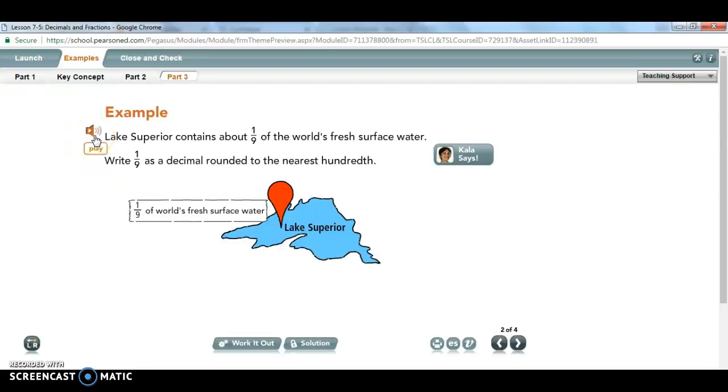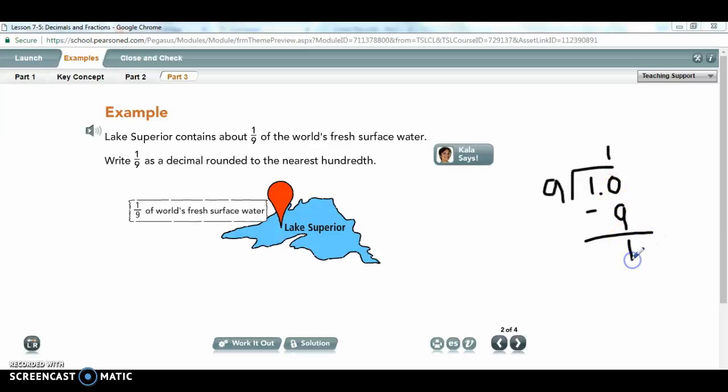Moving on with the example problem. Lake Superior contains about 1/9 of the world's fresh surface water. Write 1/9 as a decimal rounded to the nearest hundredth. So 1/9 as a decimal, we're taking 1 divided by 9. 9 cannot go into 1, so I have to add my decimal point and the 0. It's a place value holder. I'm not changing the value whatsoever. 9 can go into 10 one time. That gives me 9. 10 minus 9 is 1.